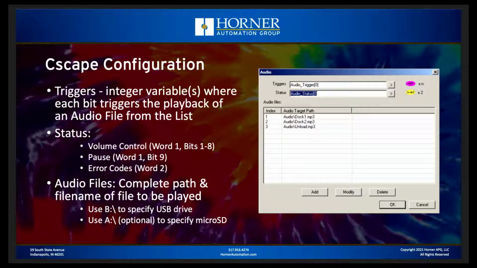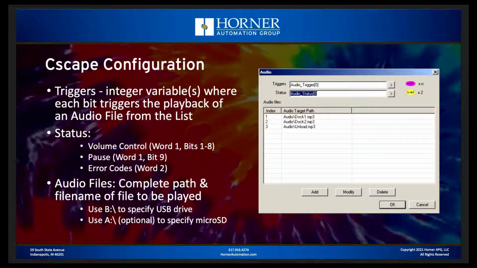So what do we need to configure? Well, first of all, we're going to configure a series of trigger bits, okay? And each individual trigger bit will trigger a corresponding audio file that's on a list that we're going to create in this dialog box. Now, don't let this throw you off. Even though these triggers are individual bits, the variable that you need to assign to the triggers area in this dialog box is integer based. So for instance, if you assign a single integer based variable, then you're going to have 16 triggers, okay, one for every bit in that integer.